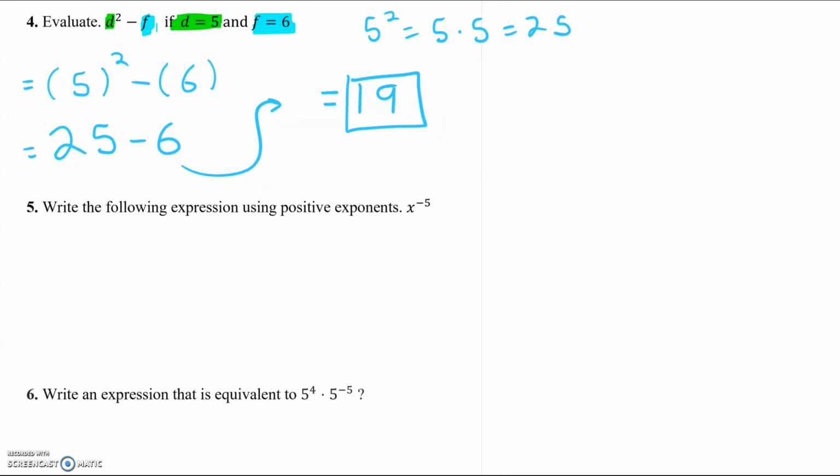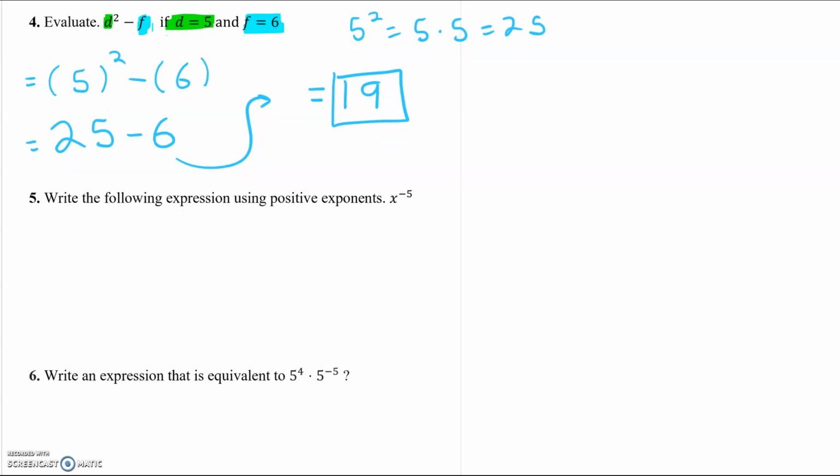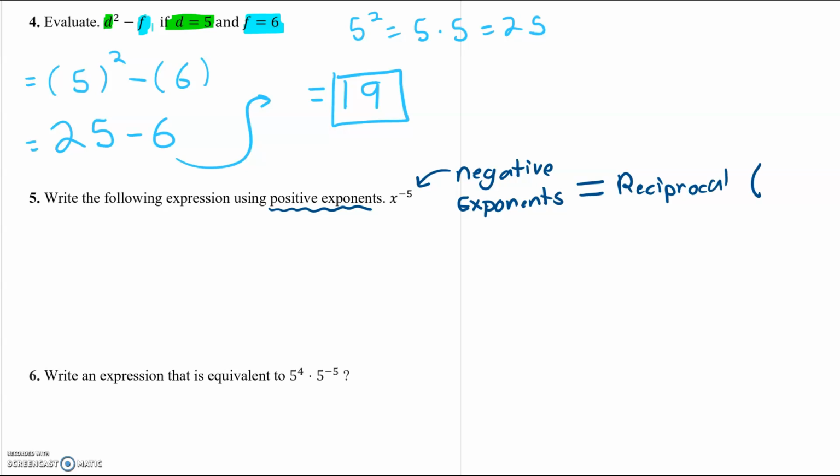Alright, question number 5. Write the following expression using positive exponents. So notice it says using positive exponents. We currently have a negative exponent. And we have to remember, what do we see when we have negative exponents? So negative exponents mean we use the reciprocal. So we need to make a fraction. Okay, so when you see negative exponents, you should be thinking, oh, fraction.